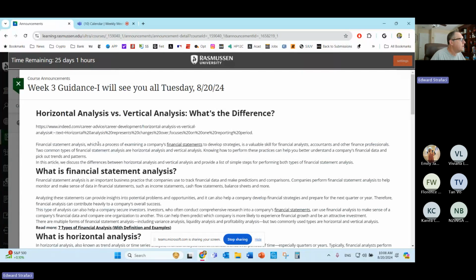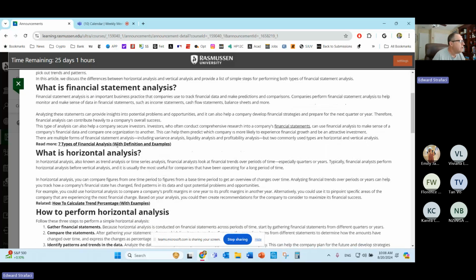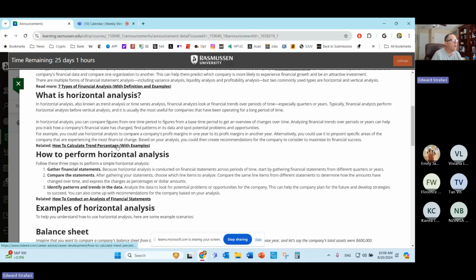So what is horizontal analysis? Financial statement analysis is the process of examining a company's financial statements to develop strategies. So really what we're looking at is ratios. We're looking at things like income statements, cash flow statements, and balance sheets, and we're trying to compare them vertically and horizontally. So what does that mean?